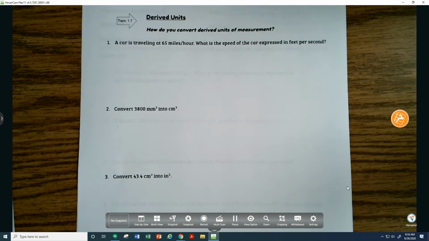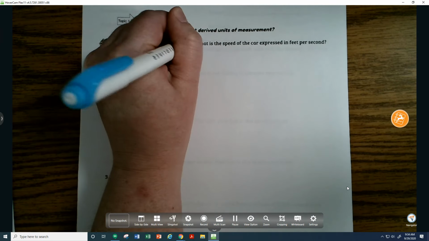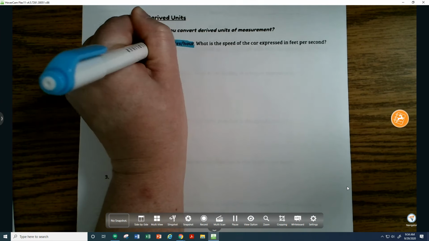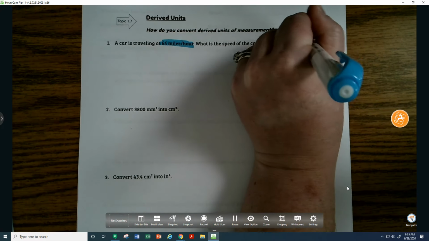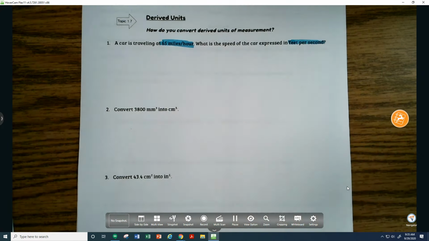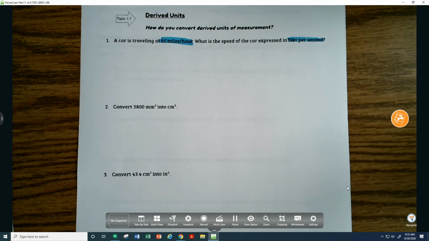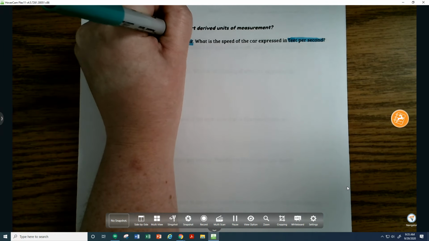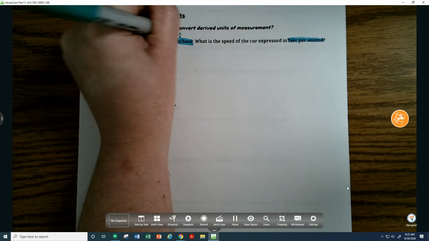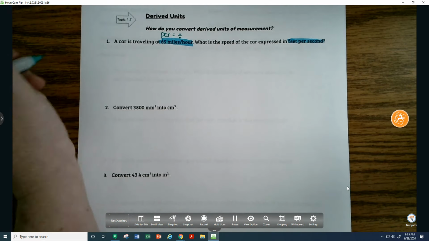So the first thing, when we look at this first one, is we have this car that is traveling at 65 miles per hour, and we want to know what is the speed in feet per second. The setup's all going to be the same, and how to cancel units is going to be the same, except we are going to be converting two things at once. So remember, this line, we read it as per, and that means divide.